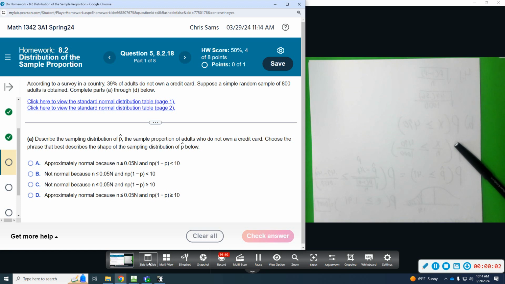Alright, question number 5. We have 8 parts. It says, according to a survey in a country, 39% of adults do not own a credit card. Suppose a simple random sample of 800 adults is obtained. We're going to complete parts A through D. Part A wants us to describe the sampling distribution of P hat, the sample proportion of adults who do not own a credit card. So we're going to choose the one that best matches.